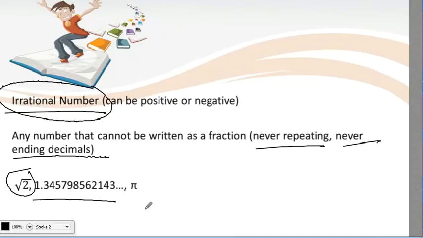So I gave you another example here of an irrational number, a never repeating, never ending decimal. Pi, this is another one, and we're going to be using this in this class. The approximation for pi is 3.14, but that has been rounded, okay? Pi is actually a never repeating, never ending decimal.